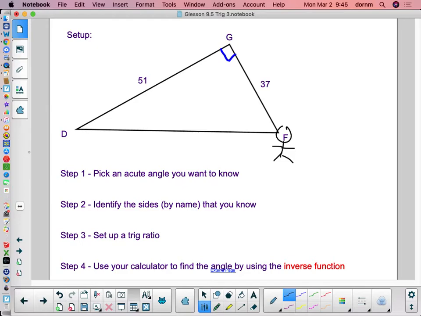So if F is my perspective, which side is the opposite? 50, it's actually 51, but okay. You're far away and that number's not huge. Which side is the hypotenuse? The bottom, right, that we don't know? And that 37 is the adjacent. Okay? And now this is just like what we did the first day.